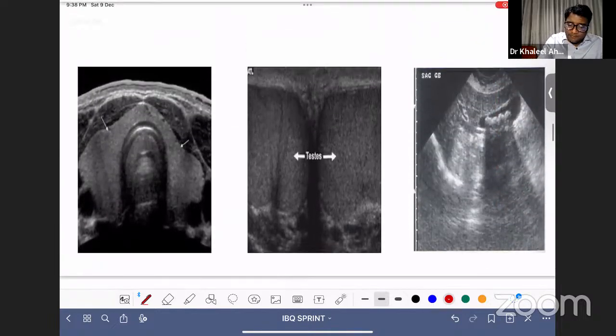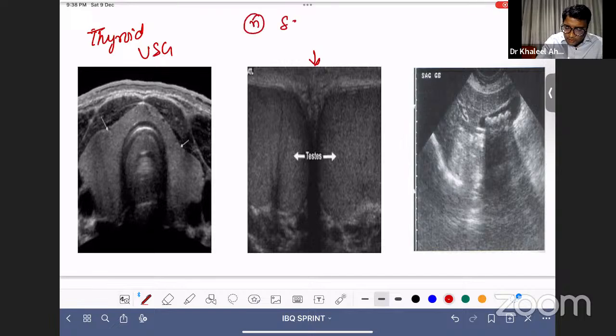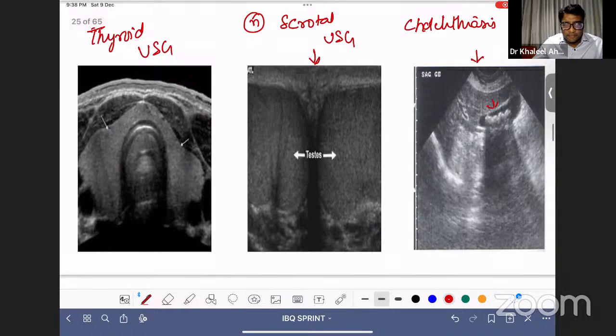Then, okay, look at here. What is this? This is a thyroid ultrasound, right? This is normal scrotal ultrasound. This is cholelithiasis, right? They're all simple images that you all know. Just trying to show you those important images that can come in the exam. So thyroid ultrasound, right? You see the right lobe and left lobe of the thyroid, and this is the isthmus of the thyroid.